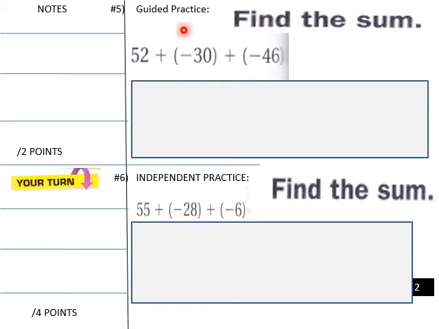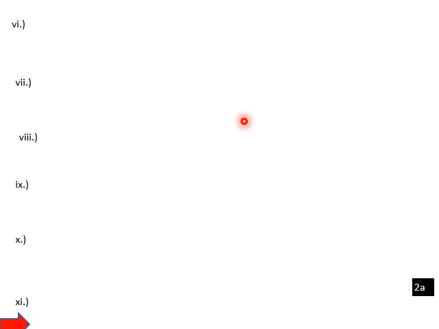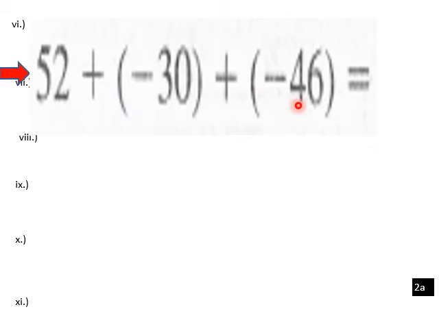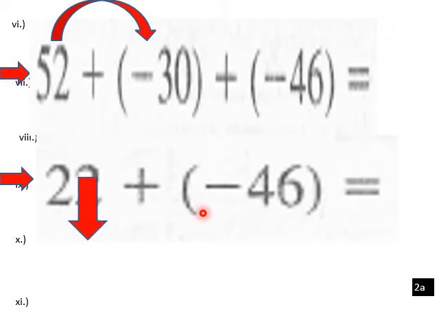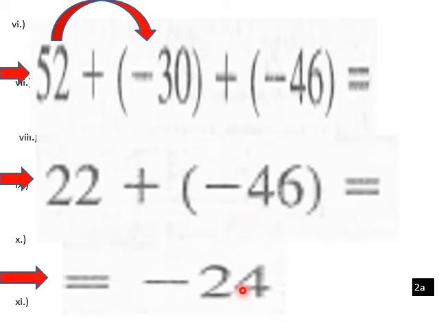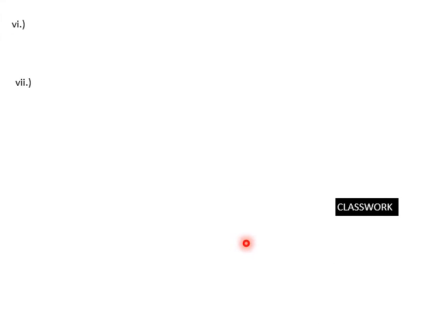Okay, let's try another one. Let's add these up here. Here's our guided. Students, this is your independent practice down here, page 2, classwork. So let's do this: 52 plus -30 plus -46. What does that equal? I guess we add these two first. 52 and -30 is 22, plus a -46. And then 22 and -46 would be -20. So that would be that one.